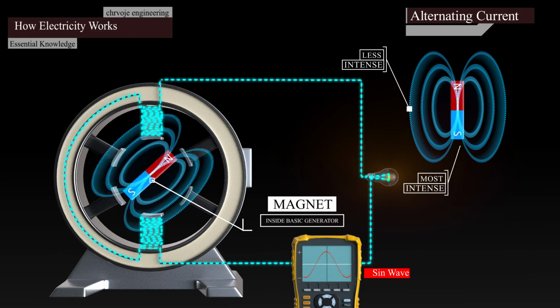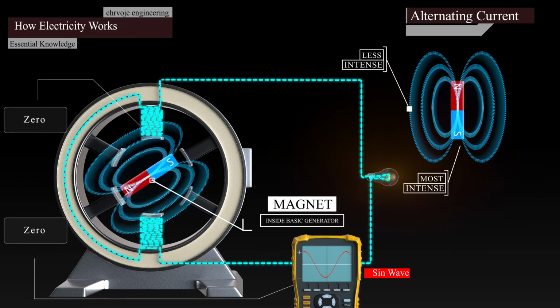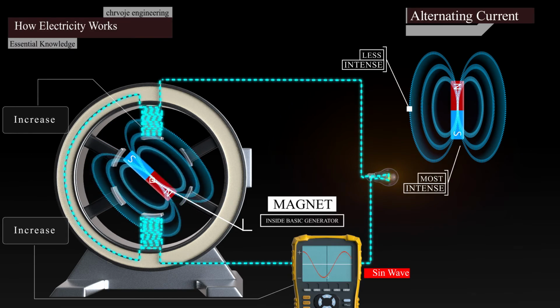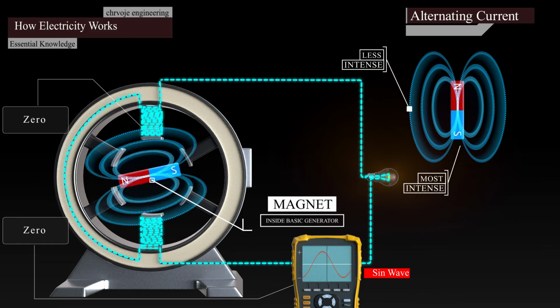The voltage is not constant in this type of electricity. Instead, it repeatedly moves from 0 up to its peak, and then back to 0, then through the negative peak, and finally back to 0 again.